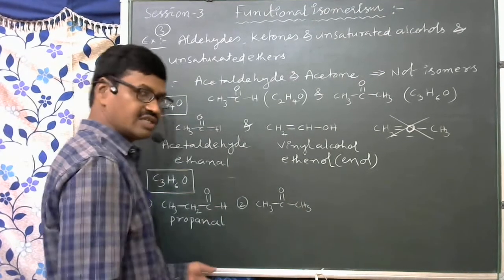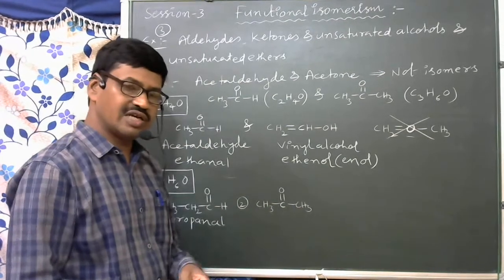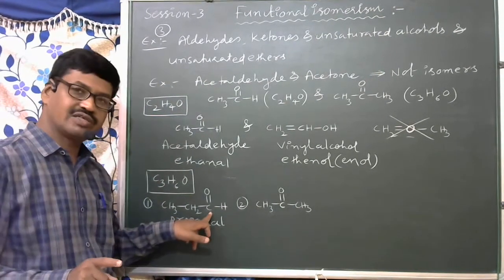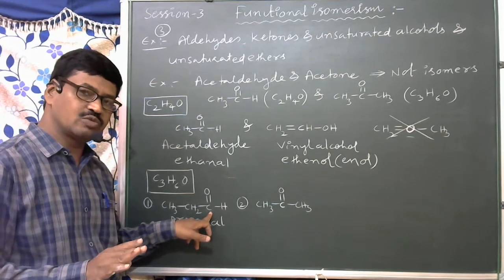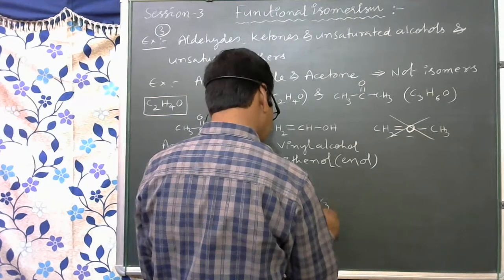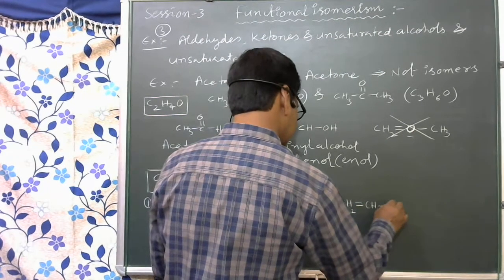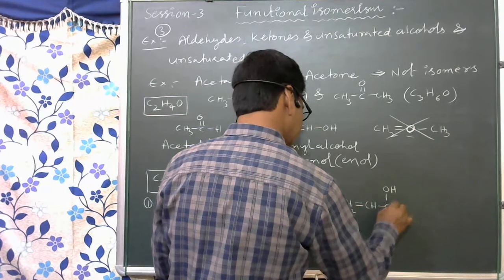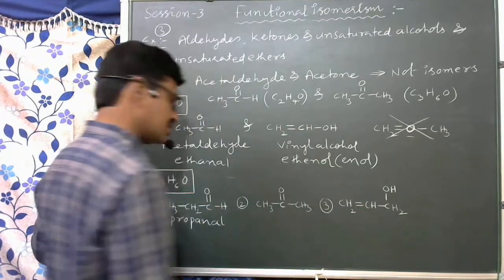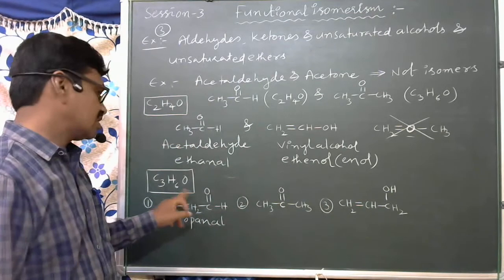It is an internal functional group containing compound. Internal means the functional group should be in the middle, with an alkyl group on either side of the functional group. Then only we can say it is internal. This is terminal. Aldehydes are always terminal functional group containing compounds, like carboxylic acids. For the same molecular formula, we can write one more: CH2=CH-CH2-OH. Here also 1, 2, 3, three carbons. Hydrogens are 2 plus 1, 3 plus 2, 5 plus 1, 6, and 1 oxygen.